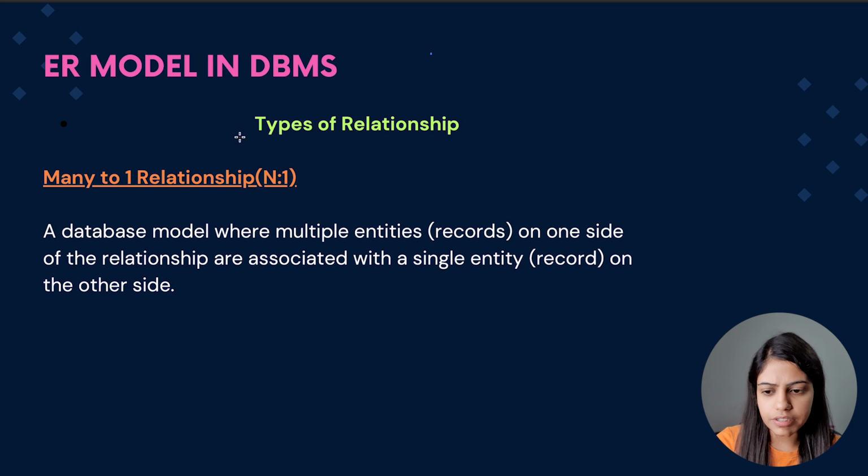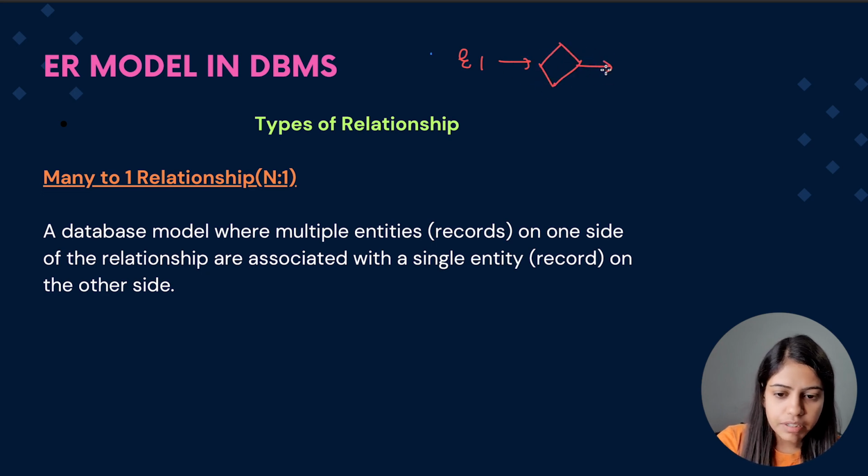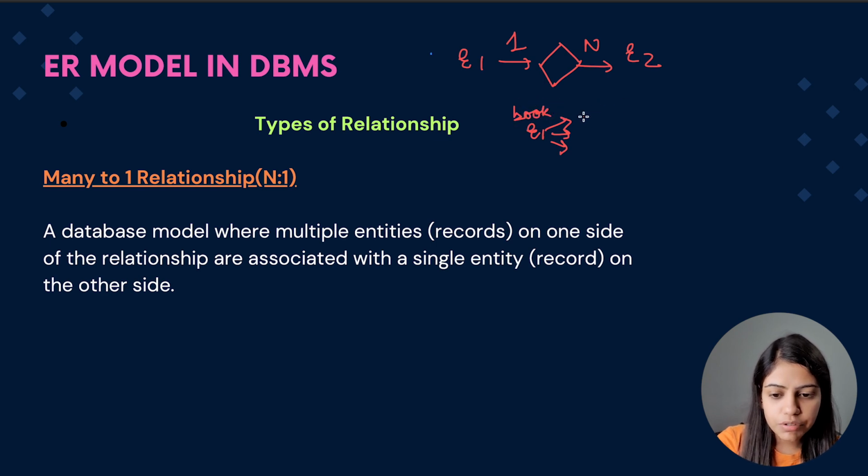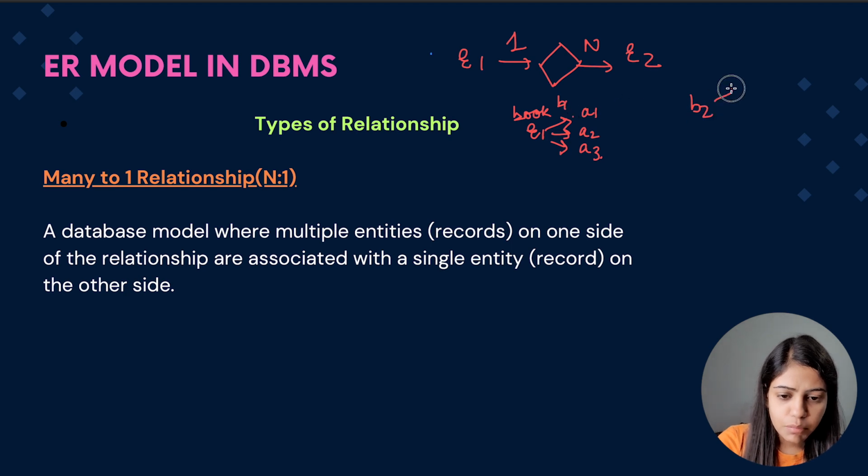So, many-to-one relationship. Let me just revise one-to-many relationship once again. So consider there is an entity E1 that is having a relationship with entity E2 in a one-to-many fashion. So what happens in one-to-many is one record in E1 can be associated with many. Consider book. So a book can be associated with many authors A1, A2, A3. Now book B1 is associated with many authors. Book B2 can also be associated with A4, A5, A6.